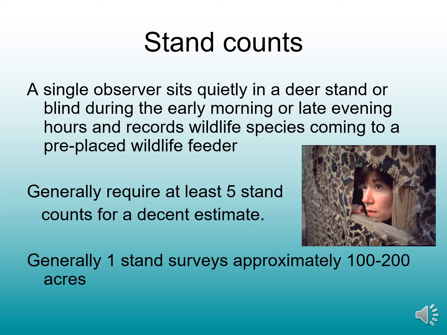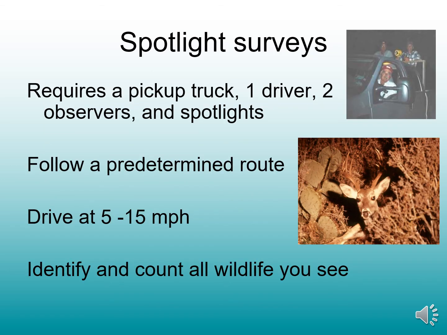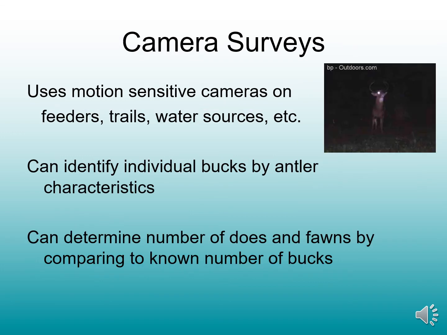Spotlight surveys require a pickup truck, a driver, and two observers with spotlights. You develop a predetermined route through the different habitat types, drive at about 5 to 15 miles an hour, and identify and count all the different nocturnal wildlife that you see. Also, it's probably a good idea to reach out to your local game warden and let them know when you're going to be doing a spotlight survey so that they don't come up on you and wonder what you might be doing while shining a spotlight at night. That way they can be available for other things that might happen that night besides just you.